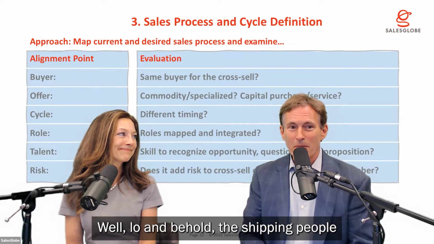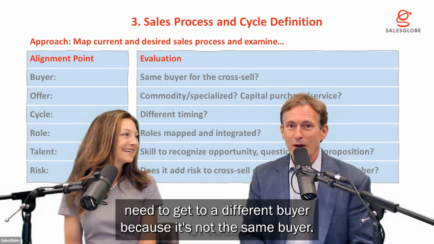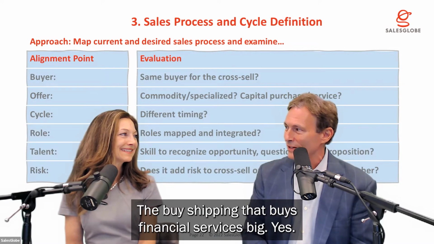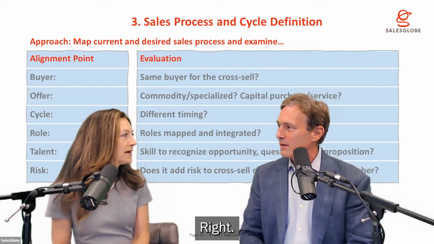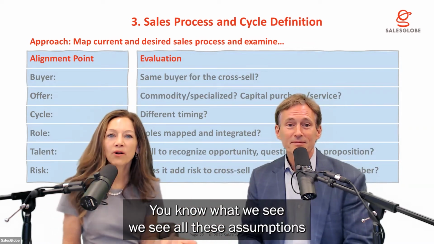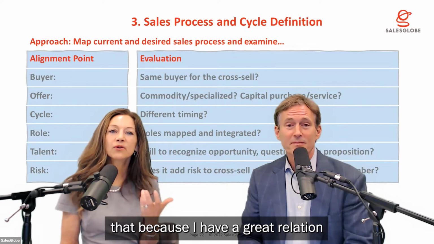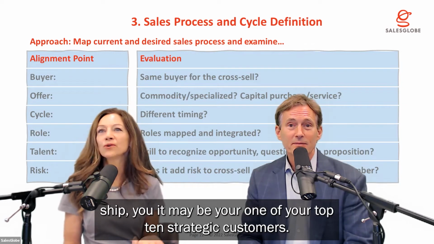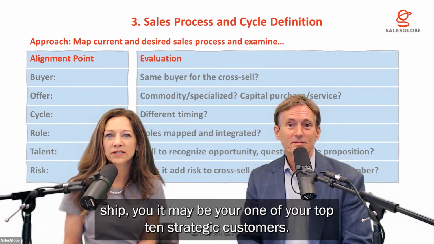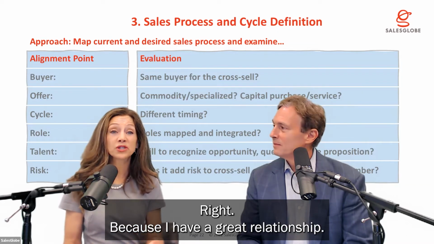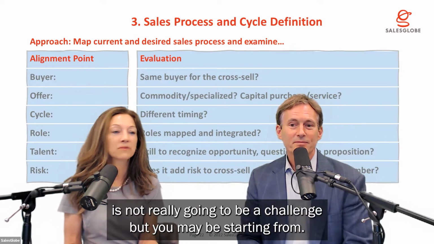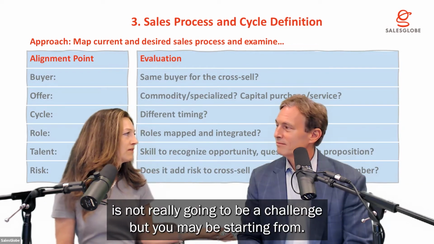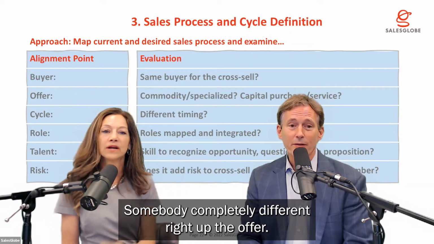Well, lo and behold, the shipping people need to get to a different buyer, because it's not the same buyer that buys shipping that buys financial services. Big underestimation of the difference between those buyers. You know what we see? We see all these assumptions that because I have a great relationship, it may be one of your top 10 strategic customers, we've got a great customer there, the buying is not really going to be a challenge. But you may be starting from ground zero with somebody completely different, right? Yep.